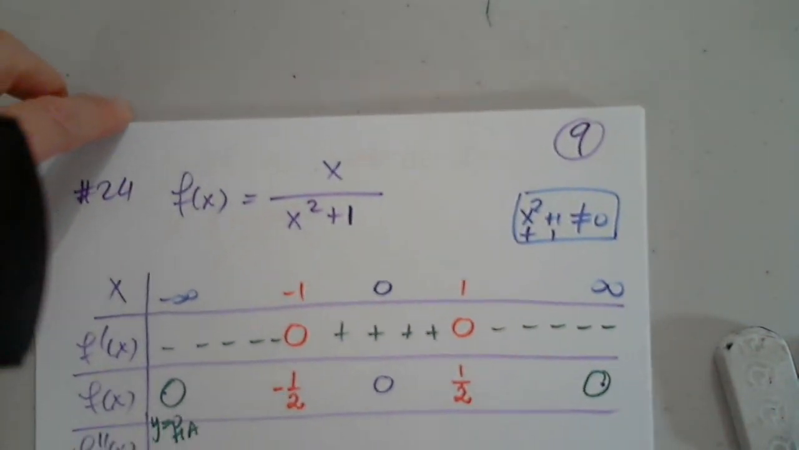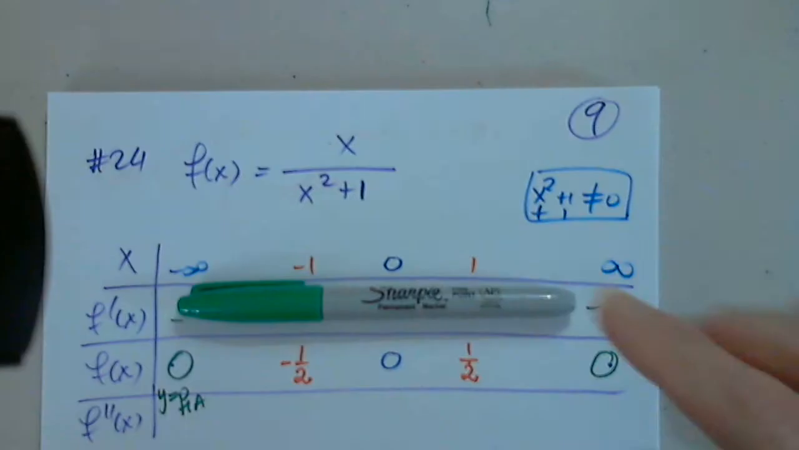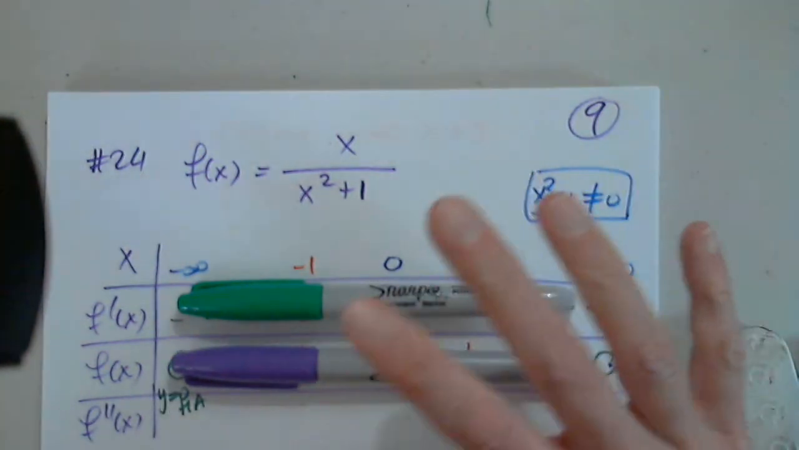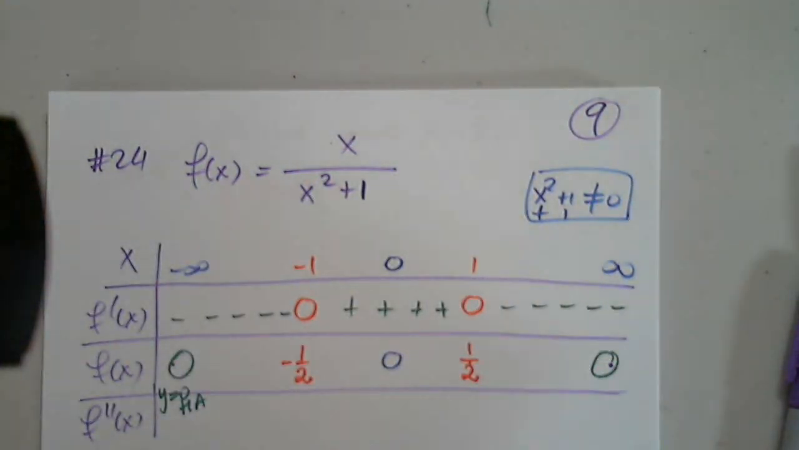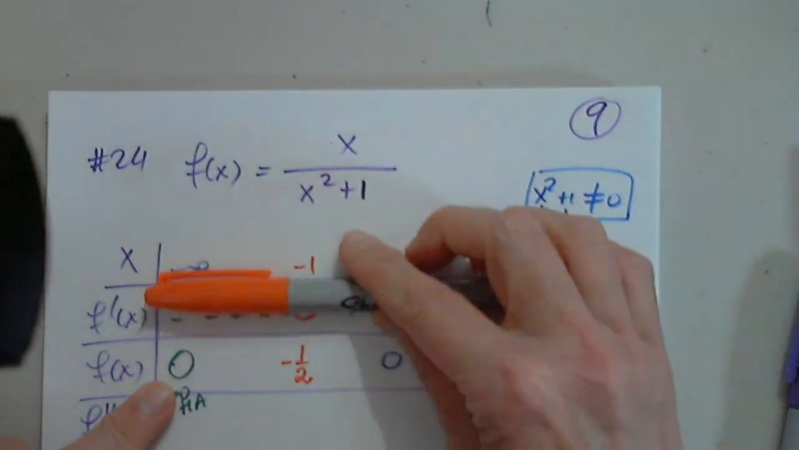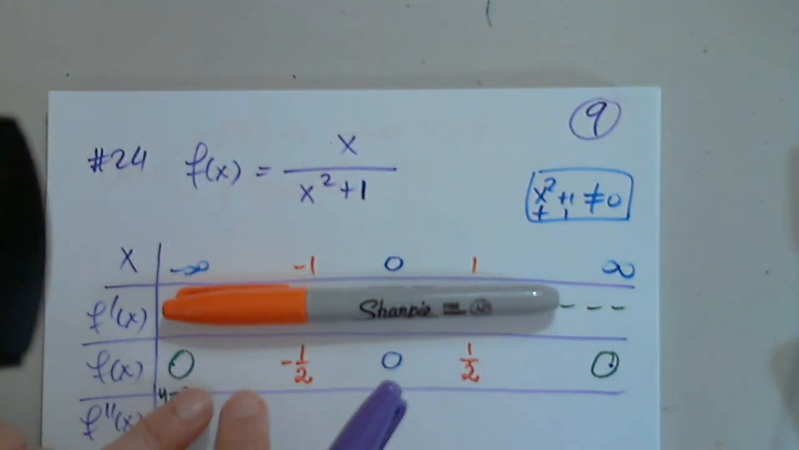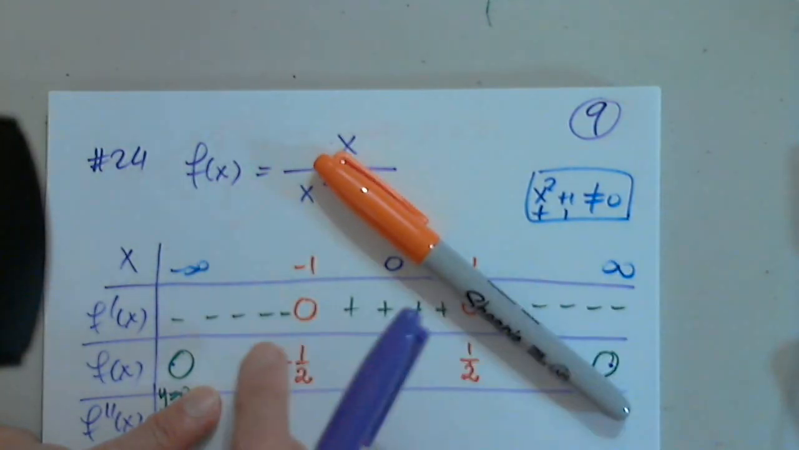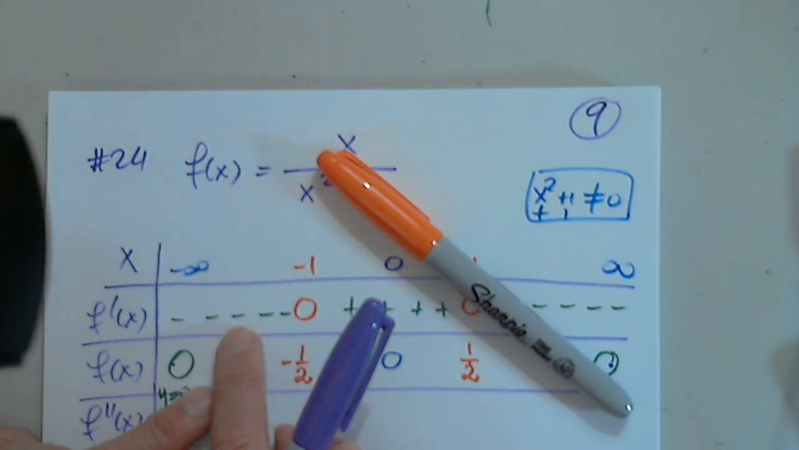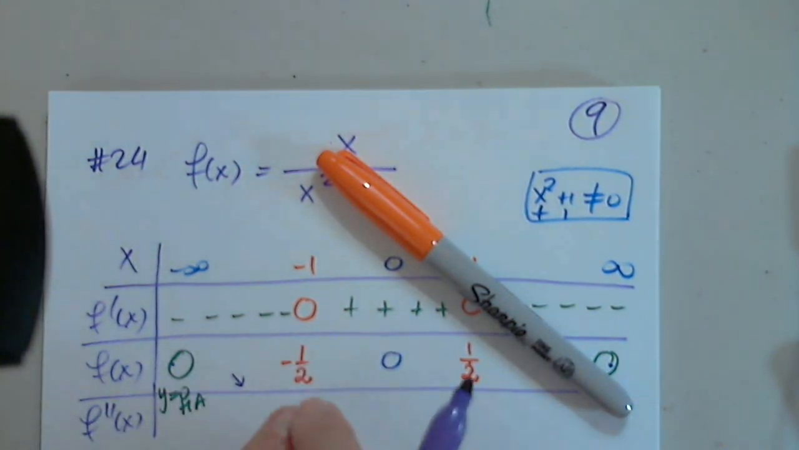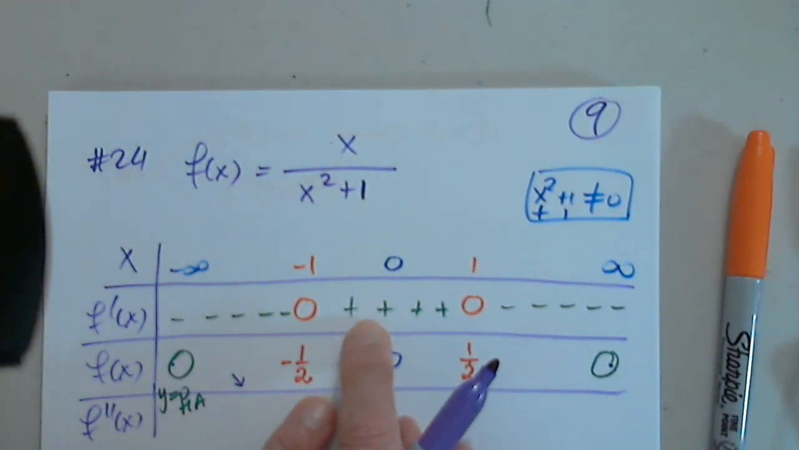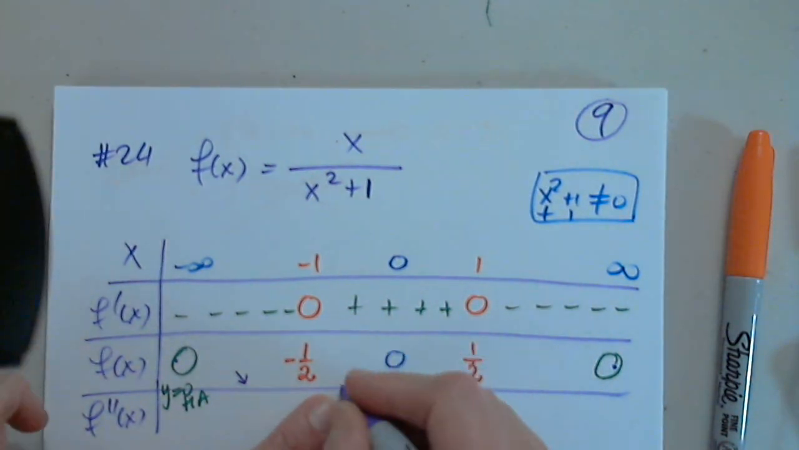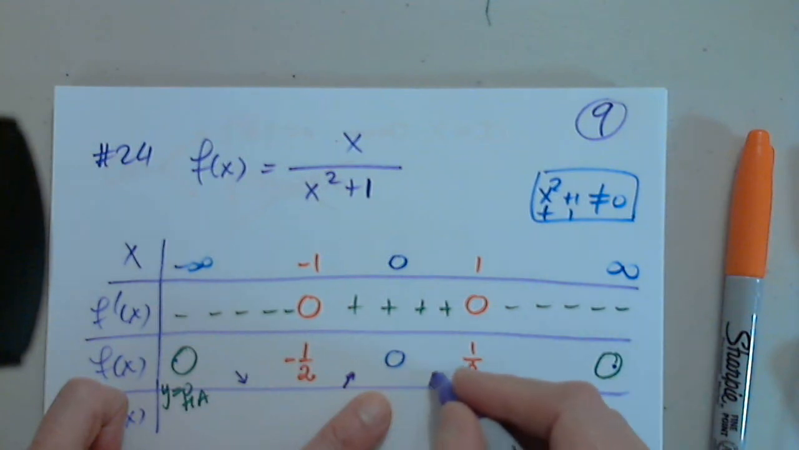At this point, I check my table. If this row does not work well with this row, if there is any conflict, I have to go back to the drawing board. From 0 to negative 1/2, what does the function do? Decreases. Is that supported by the sign of the first derivative? Yes. From -1/2 to 0, what does the function do? Increases. Is that supported by the sign we found for the derivative? Yes. Same thing here from 0 to 1/2, and you got the drill.